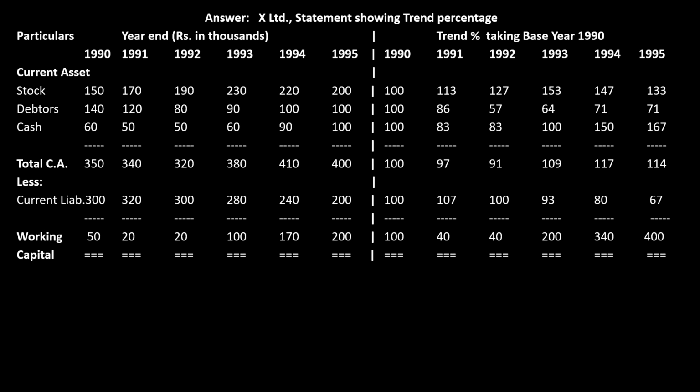The first half of the page, the left hand side, will be your sum as it is given. I've written everything there. Then I'm going to take 1990 as a base year. The second half of the sum, that's the right hand side. 1990 as a base year, which means for everything, for example, stock, how I'm going to do is 150 by 150 into 100. Is it clear?